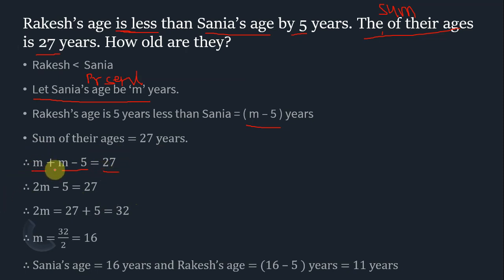This is 1m, this is one more m, they are going to become 2m. Minus 5 equal to 27. Now how to solve this? 5 I am taking to the right side. So it is going to become 2m is equal to 27 plus 5 equal to 32. So m is equal to 32 upon 2, that is 16. m किसका एज था? तो सानिया का एज 16 था और राकेश उससे 5 साल छोटा है. तो 16 minus 5 will give you 11.